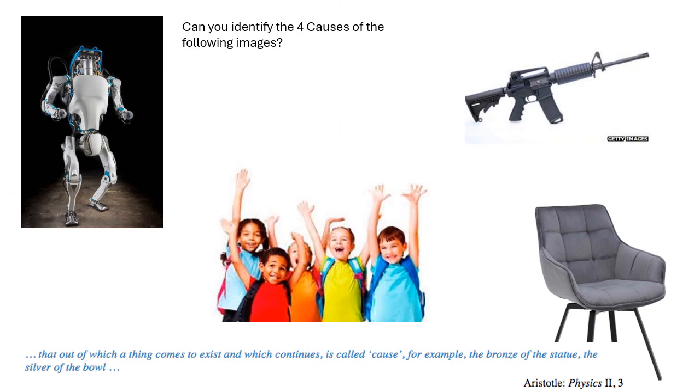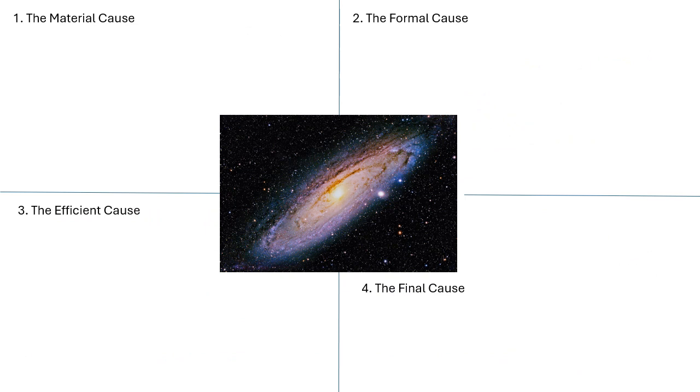So you might want to pause and quickly review those four objects on that slide. Could you identify the four causes of the following images? Now, as I say, when it comes to human beings, the purpose of a human being is a bit controversial. When we come to the universe itself, that's even more controversial and tricky and difficult for Aristotle to explain.